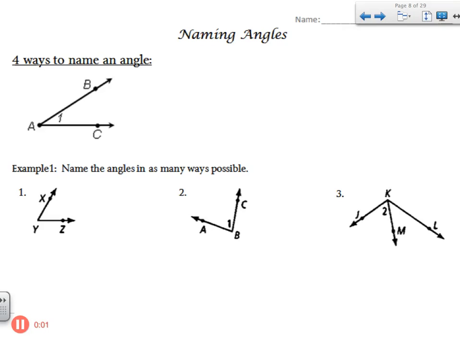Welcome to a video on how to name angles. Okay, so we're going to figure out how to name some angles today.